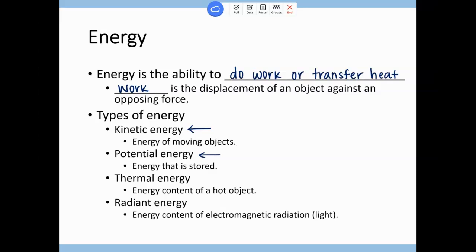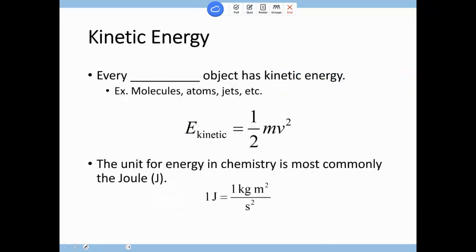This is energy that is stored. On the slide for potential energy, I'll give you all some more details about that. And then thermal energy is energy of a hot object, so we can feel heat, transfer heat. And then radiant energy is energy content of electromagnetic radiation, for example, visible light. But let's first focus on kinetic energy. So every moving object has kinetic energy.